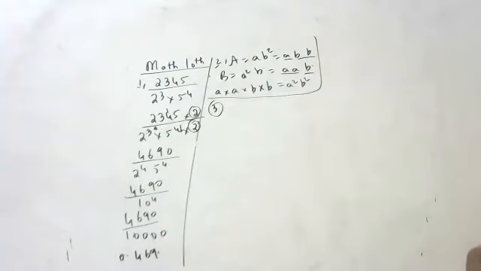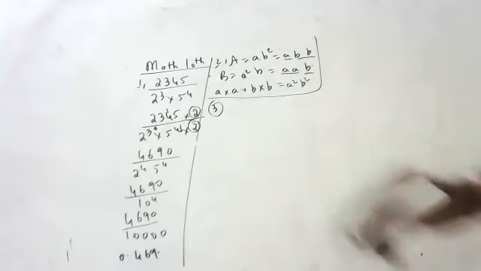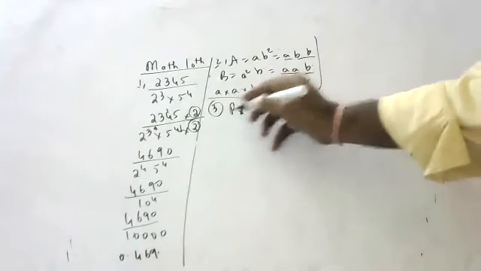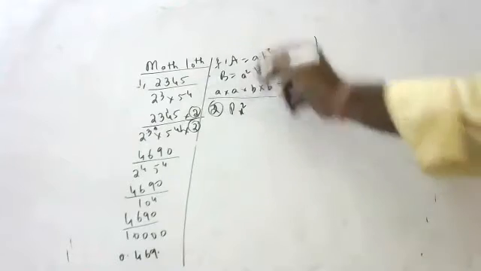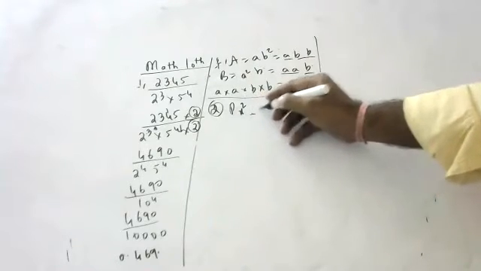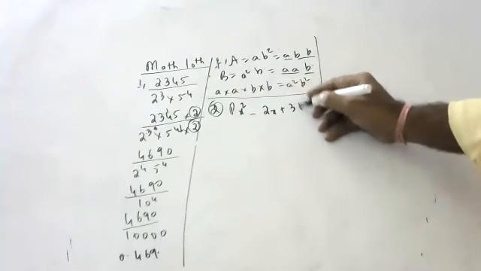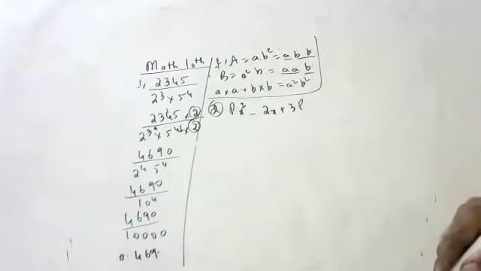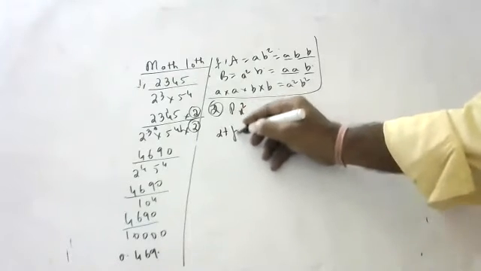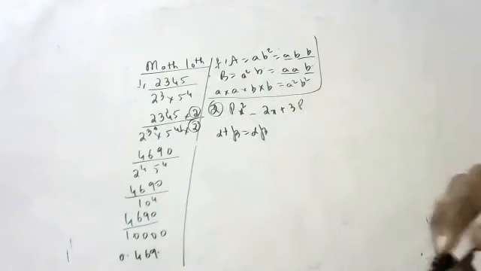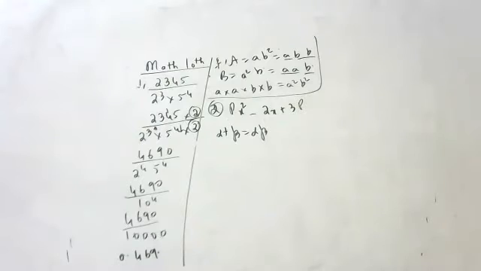Next. If alpha and beta are the zeros of the following polynomial, p x square minus 2x plus 3p, and alpha plus beta is equal to alpha beta, as they have given. The question is, what is the value of p?